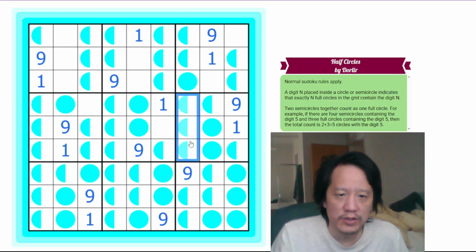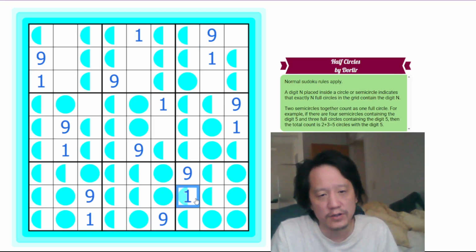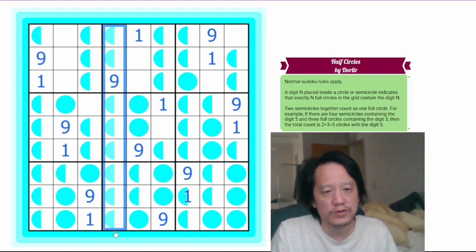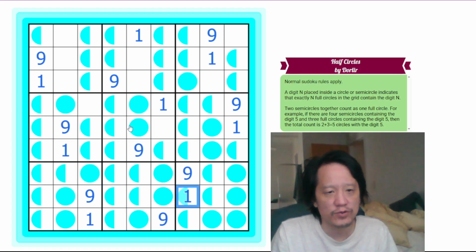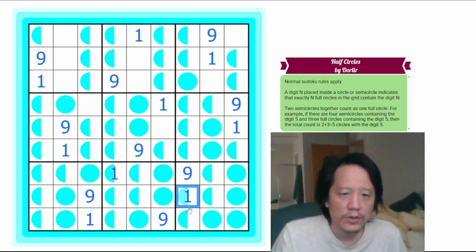Can't be here because 1 in the box, can't be here because 1 in the box, can't be here because 1 in the row, so it must be here. And then in column 4, where's the 1? Cannot be either of these because of the ones in the rows, can't be here because of the ones in the boxes, so it must be there. Okay, so we have 9 and 1 accounted for.